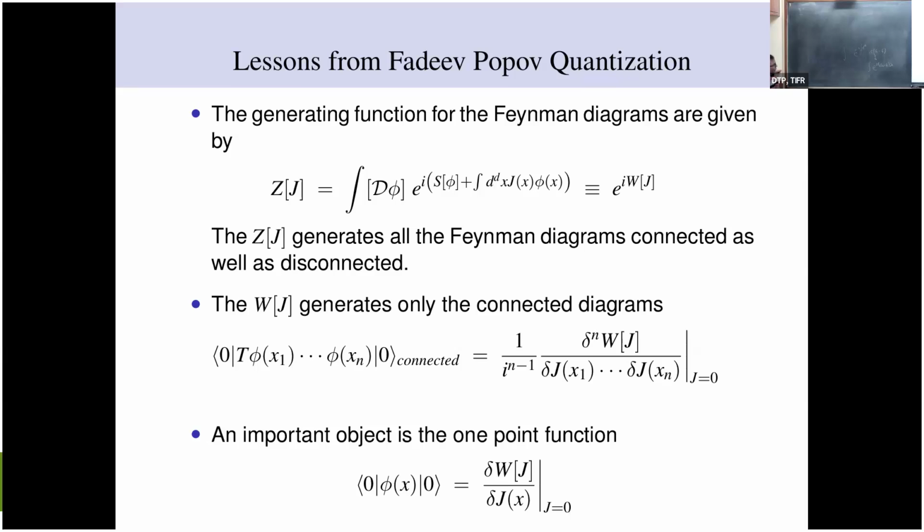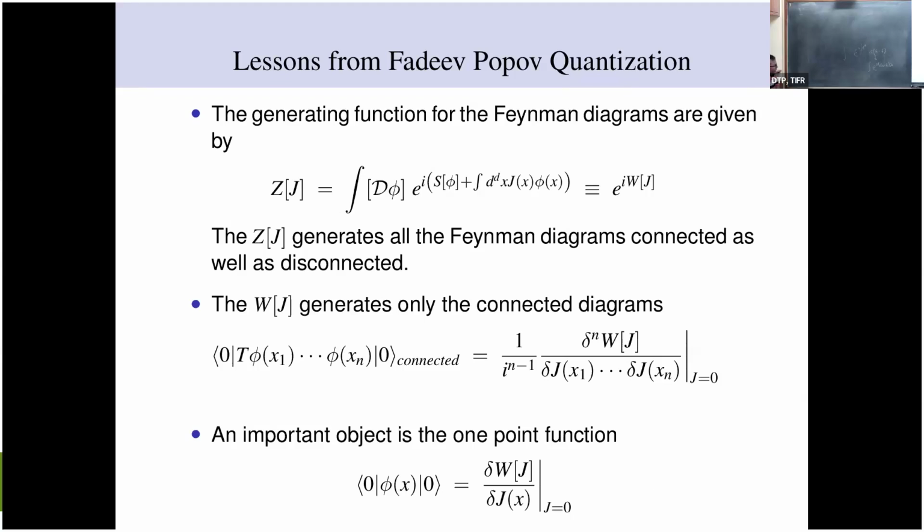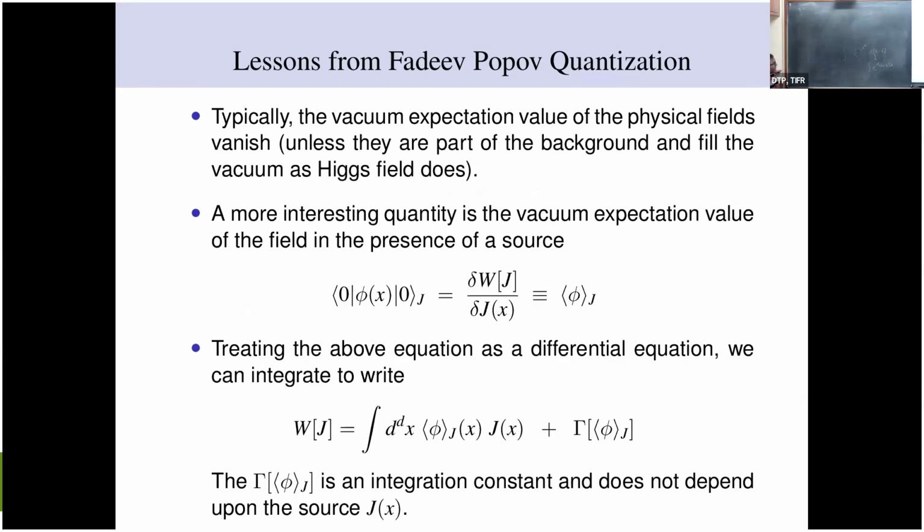So in particular, suppose you wanted to compute the connected n-point function, then you just take the functional derivative of W with respect to these sources. And one important object is this one-point function, which is given by a single functional derivative of W. This is basically the vacuum expectation value. As we were discussing earlier, it represents the one-point function, and typically it vanishes unless there is a background.